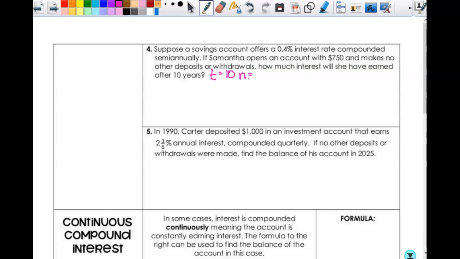Real good money. Okay. So t equals 10, what is in here? 2, semi-annual, n equals 2. All right, so I got sidetracked here, so let's see. 750 times 1 plus 0.004 over 2, right? To the 2 times 10 power.